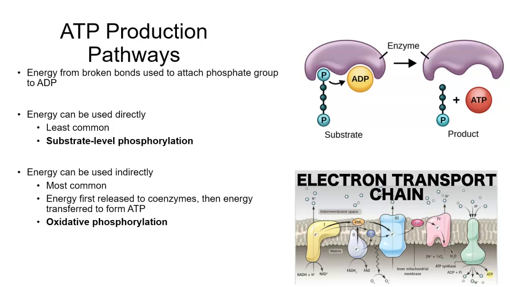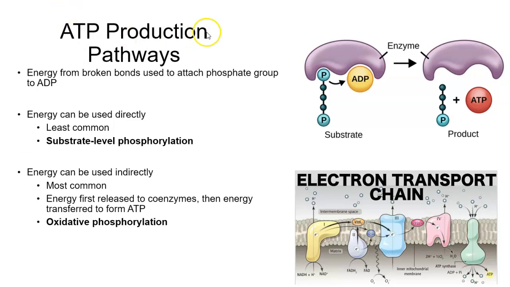The energy transfer from chemical bonds in glucose can be used either directly, which is the least common way, or indirectly, which is the most common way, to make that ATP. The direct method of making ATP is called substrate phosphorylation. The indirect method is where the energy is first released to coenzymes, that NAD and FAD. Then they transfer that energy to form ATP. That is a much more complicated pathway. We call it oxidative phosphorylation, and it involves at least 20 different enzymes.